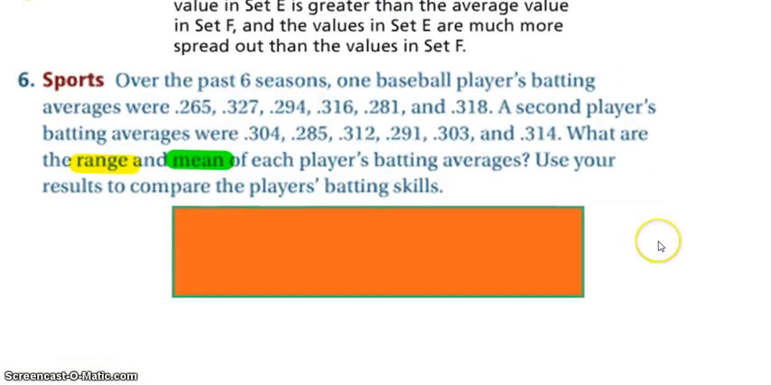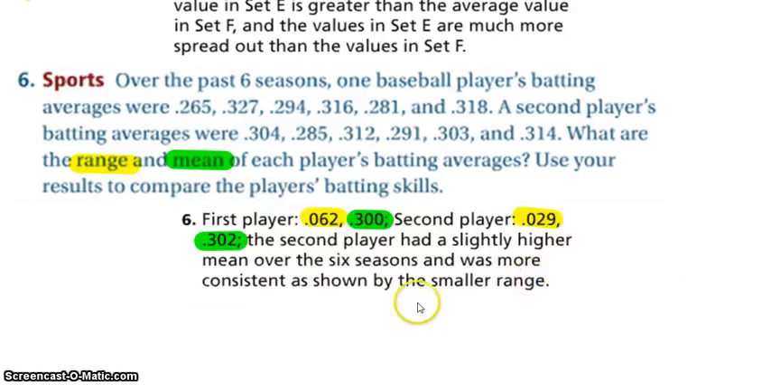When we look at 6, we know what we're looking at. We're looking at batting averages. Batting averages is kind of like a percentage that they take out to 3 decimal places. So when we compare here, our first player has a higher batting average. They're .062 compared to the .029, and their range is .30. Actually, sorry, we switched around here.